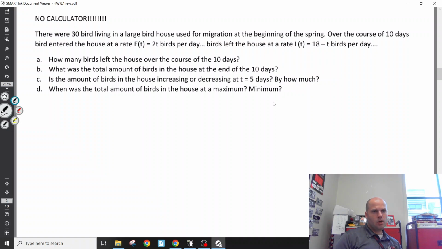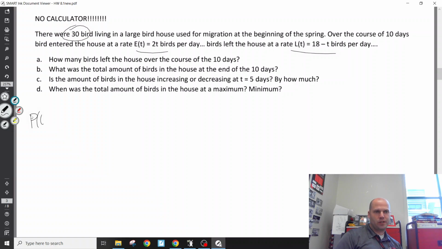Let's do this problem. No calculator. Ready? 30 birds in a large birdhouse used for migration at the beginning of the spring. Over the course of 10 days, birds entered the house at a rate of E(t) birds per day, and they left at a rate of L(t) birds per day. How many birds left the house over the course of the 10 days?